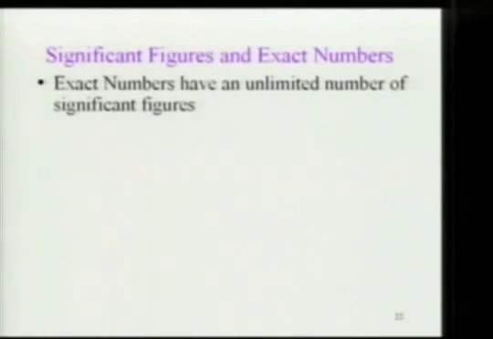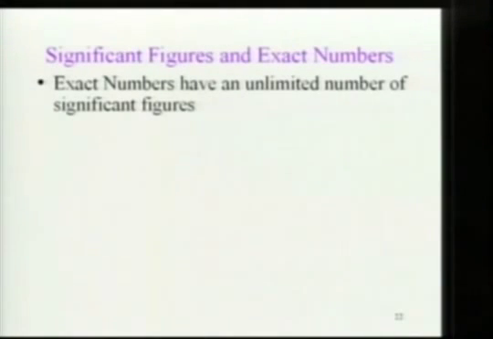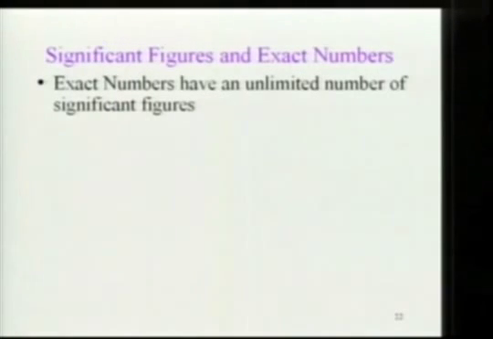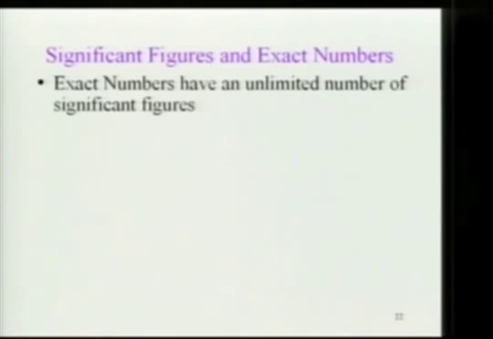Okay, now, exact numbers. For example, if I say there are 7 days in a week, 7 is an exact number. Or if I say that there were 7 pennies in that pile, that was an exact number. What that means is they have an unlimited amount of significant figures because it's a perfect number. It doesn't get rounded off anywhere. It's not measured anywhere. So you could say 7.0 infinity.